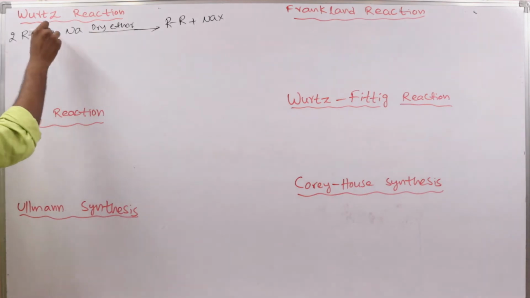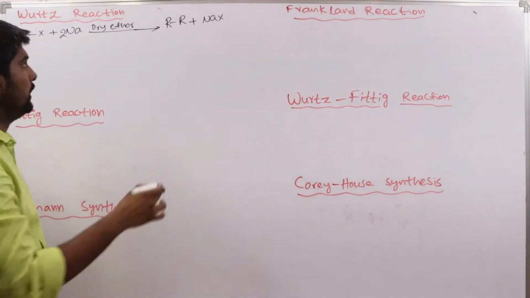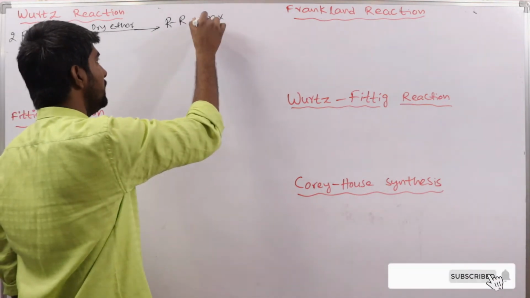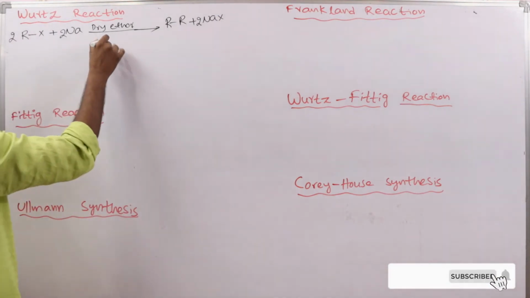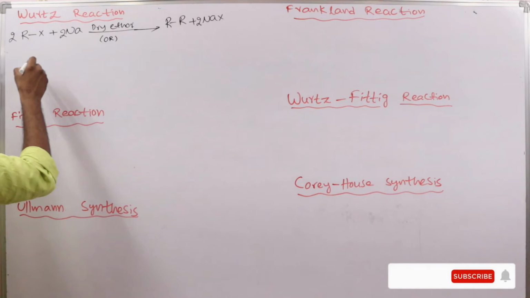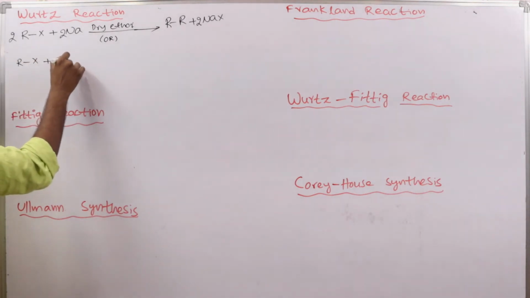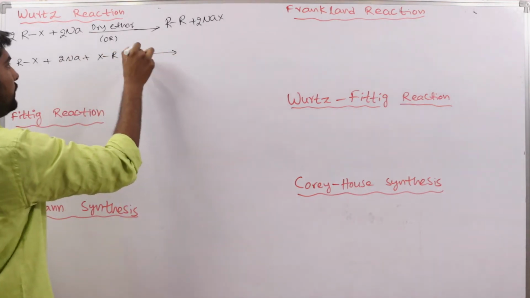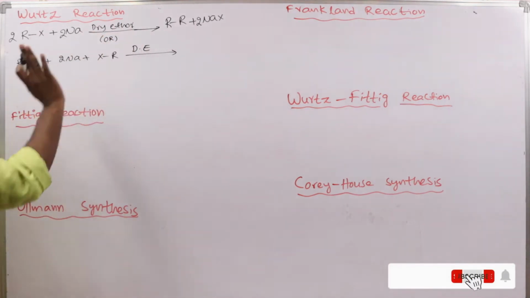If we balance this reaction, 2 moles of alkyl halide react with sodium, so we get a hydrocarbon plus 2 moles of sodium halide. To remember this easily, we can write it this way also: alkyl halide plus 2 moles of sodium plus another alkyl halide. Here it is dry ether; simply I am writing DE to mean dry ether.